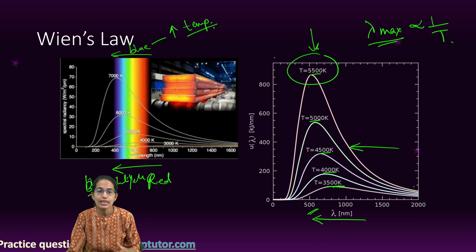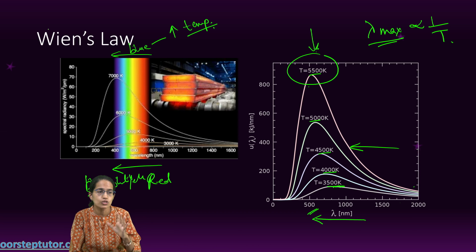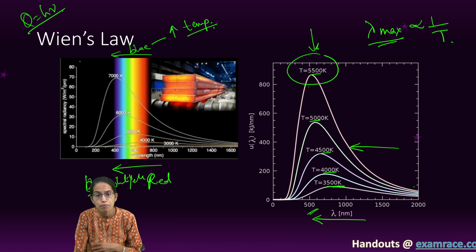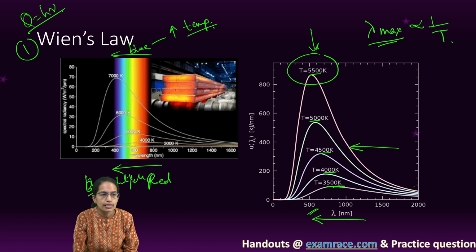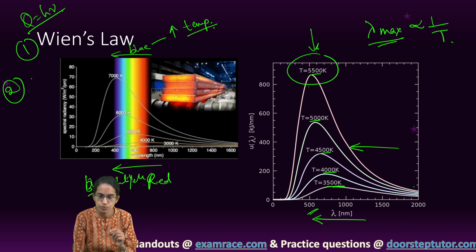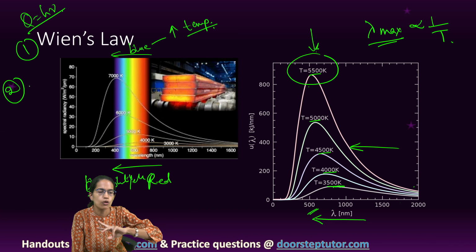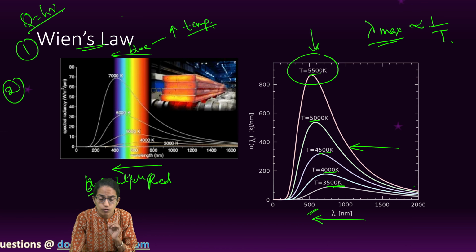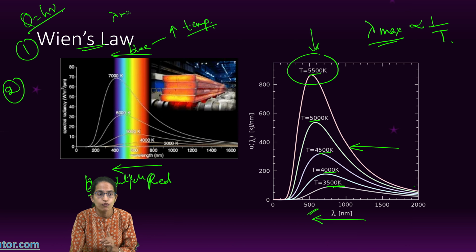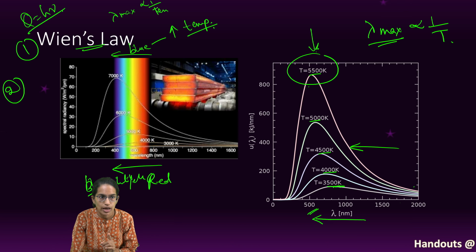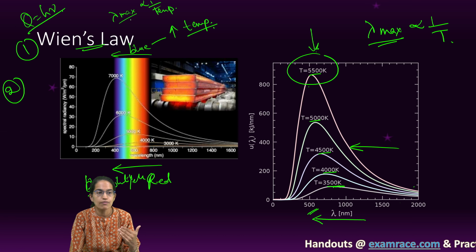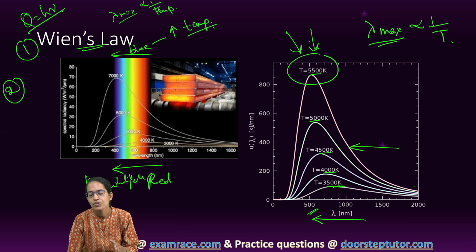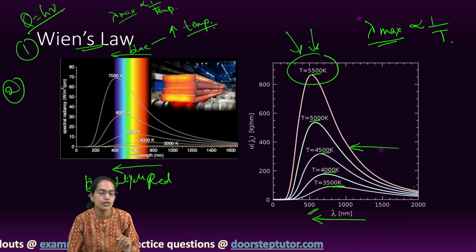Now note, when Planck's radiation law was given, we understand that there are two derivatives of Planck's law. One is Wien's law, the other is Stefan-Boltzmann law. We would understand Stefan-Boltzmann law in a separate lecture. But under Wien's law, the basic idea was an inverse relation that exists between wavelength and temperature. So as the temperature rises, the wavelength reduces, or as the wavelength reduces, the temperature rises, as we can directly depict from the graph given here.